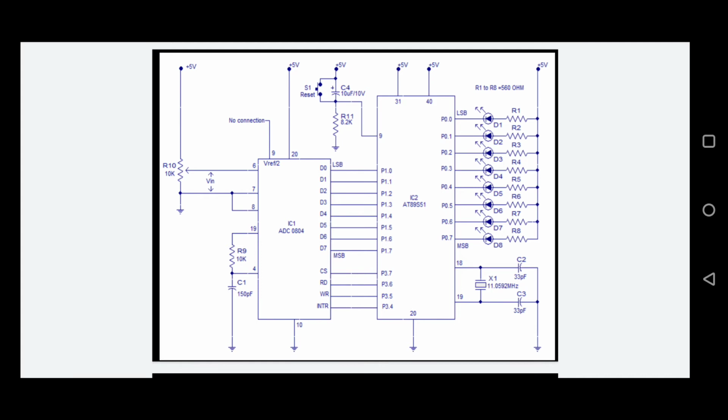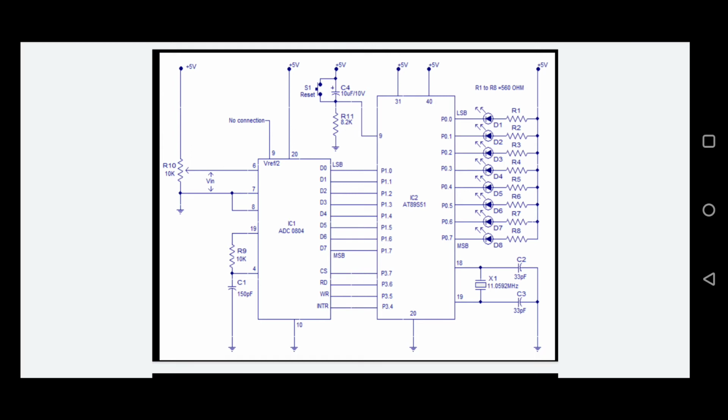And see the 8051 microcontroller, in simple words, port 1 of the microcontroller is the input port and port 0 is the output port. The control signals are the chip selection CS, read pin, write pin and interrupt pin. These control signals are connected through port 3 pins. Port 3.7 is connected to the CS, port 3.6 is connected to the read, port 3.5 is connected to the write, and port 3.4 is the interrupt pin. So these 4 are called control signals.